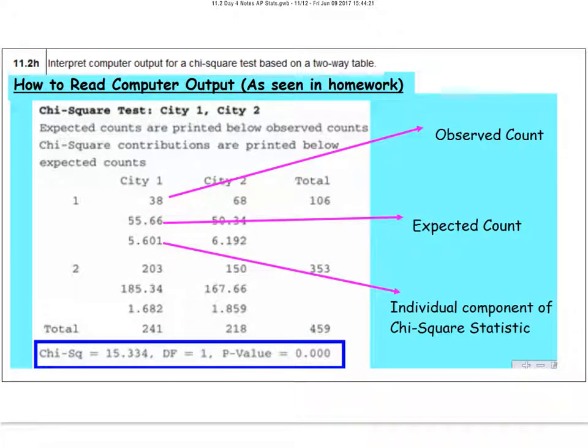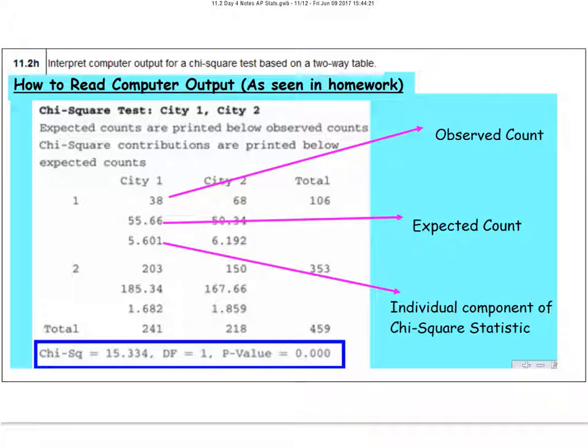In 11.2h, let's interpret computer output for a chi-square test based on a two-way table. So here we have, if you just read the computer output, a chi-square test where the expected counts are printed below the observed counts, and the chi-square contribution is printed below the expected counts.